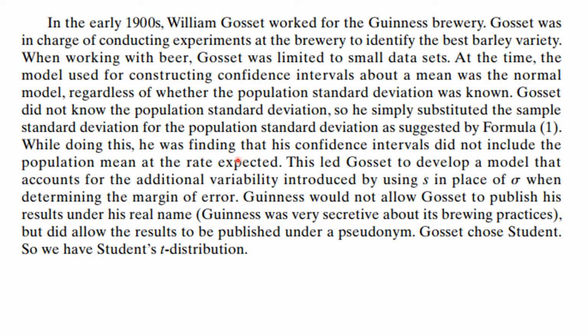Now, while he was doing this, he found that his confidence intervals were different, and that led him to develop a model that accounts for the additional variability. Guinness would not allow him to publish this, so he published it under a pseudonym, Student. And so this is called the Student t-distribution. So this came from Gossett, who was a chief scientist for Guinness Brewery.